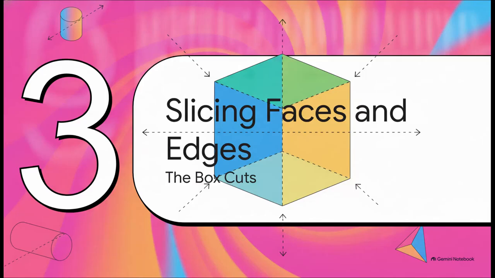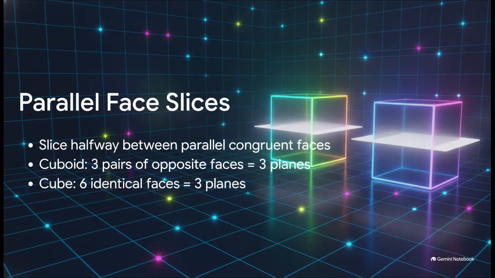Section 3. Slicing faces and edges, the box cuts. All right, here's where the visualization gets really fun. We're going to apply our steps to perform what I call the box cuts. First, we look for planes parallel to pairs of opposite faces. You do this by passing an imaginary slice directly halfway between two parallel congruent faces. Think of slicing a block of cheese right down the middle so the left and right sides are totally equal.